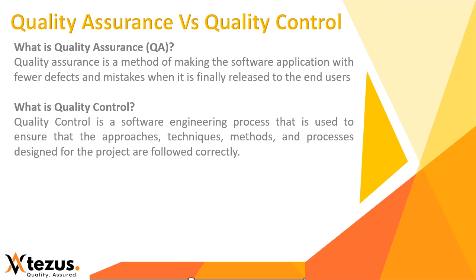This can be done at a project level or at a company level. And quality control is a software engineering process that is used to ensure the approach, techniques, methods, and processes designed for the project are followed correctly.